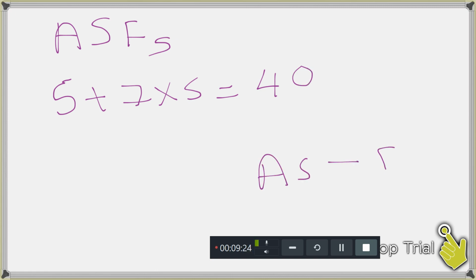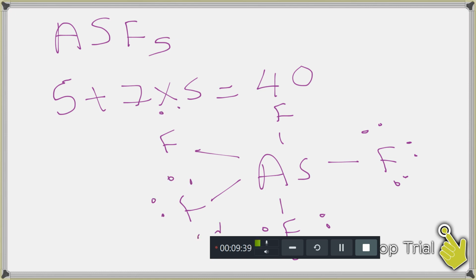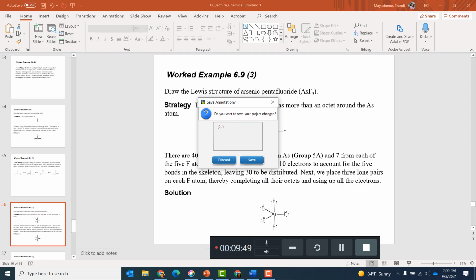As, F, F, F, F, F, and then 1, 2, 3, 4, 5, 6, on each fluorine. So you see now, all elements have 8 electrons and the 40 is gone, but it's an expanded octet.